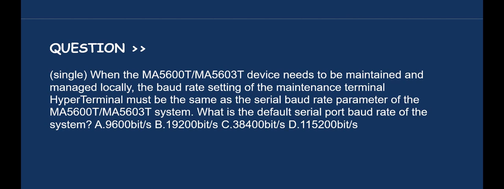Next one, when the MA5600T by MA5603T devices need to be maintained and managed locally, the baud rate setting of the maintenance terminal, hyper terminal must be same as the serial baud rate parameter of the MA5600T by MA5603T system. What is the default serial port baud rate of the system? Option A, 9600 bit per second. Option B, 19200 bit per second. Option C, 38400 bit per second. Option D, 115200 bit per second. The correct answer is option A.